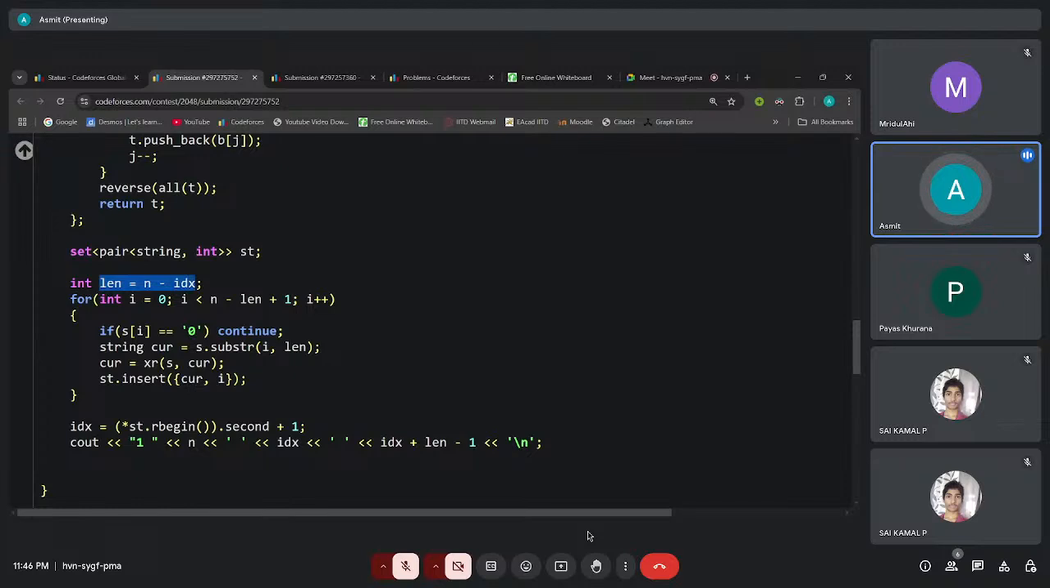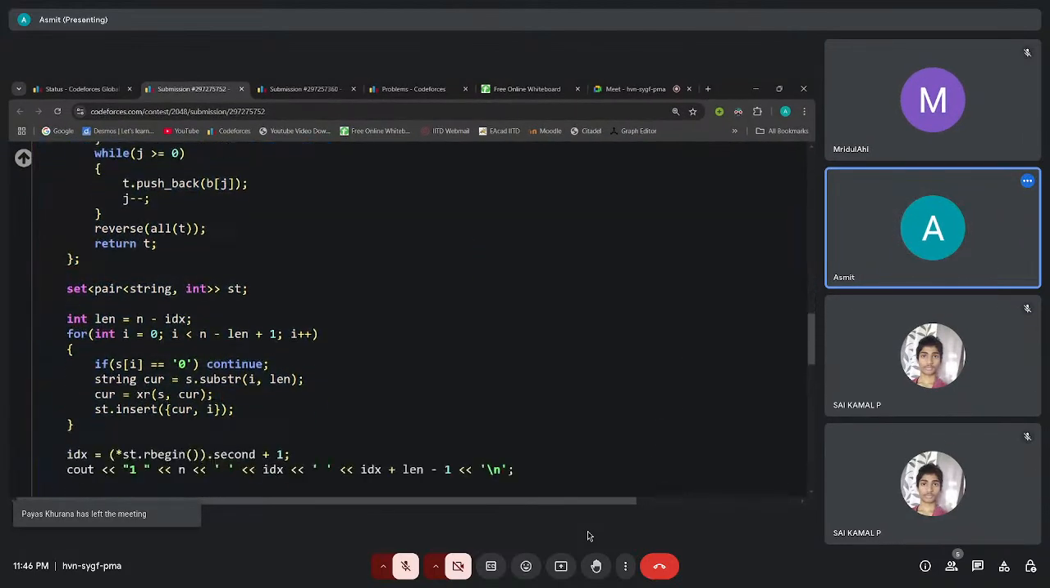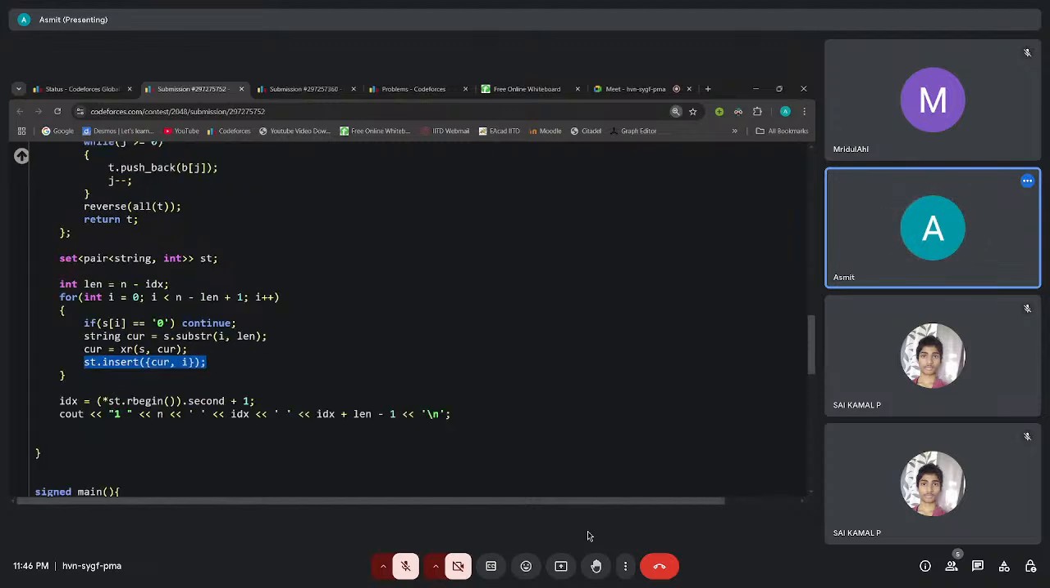We found the length of the string we require as b as n minus idx, since this is zero indexed. Now we see all strings which start with one. This is the substring. We XOR this string with the whole string s, and we insert this string in the set. Then we just pick the maximum element from the set and its index. This XOR function can be written very trivially, just brute force. So this takes O(n) time. This loop runs at most O(n) times, and this is done in O(n) time. This is done in log n. So the time complexity would be O of n squared plus n log n, and we can solve this problem.